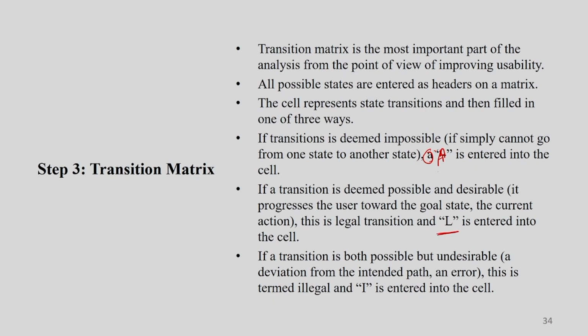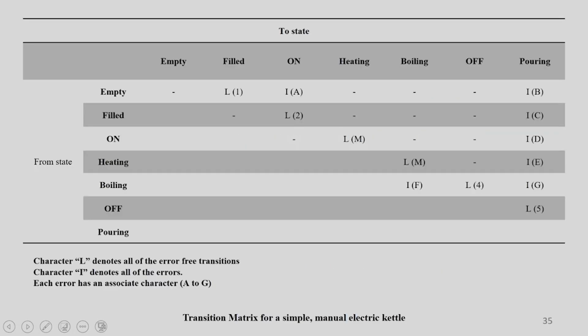In the third case, it is possible but it is not desirable, that means illegal, so it is I. So, A, L and I, okay. That way we will be writing these transitions. These denominations, these representations, are very important to know. So, let us see this, okay.